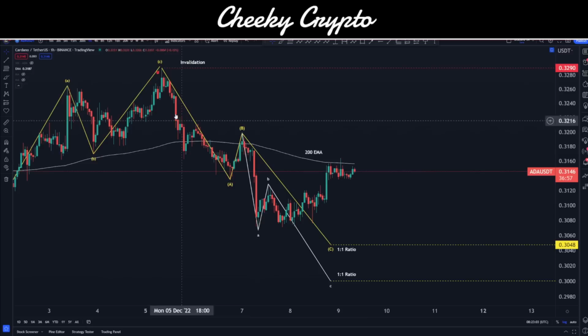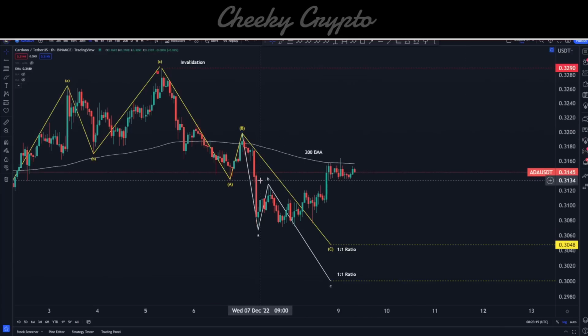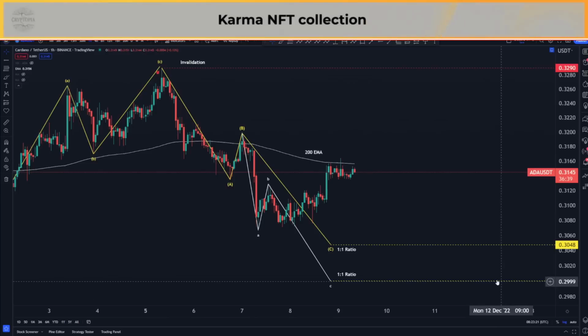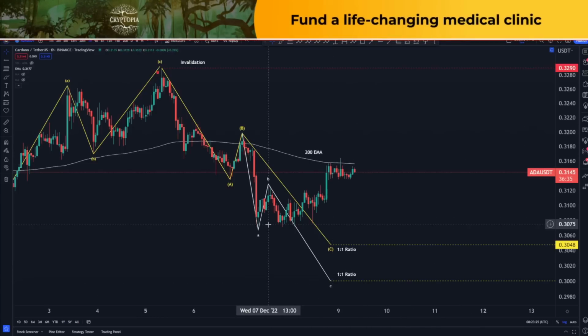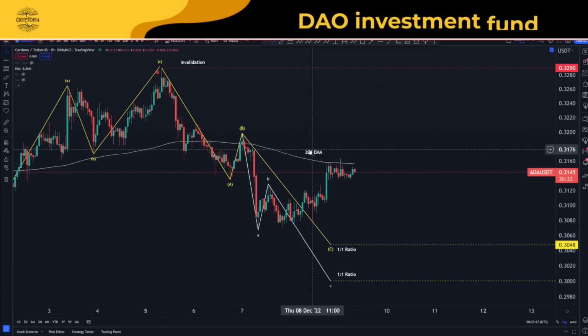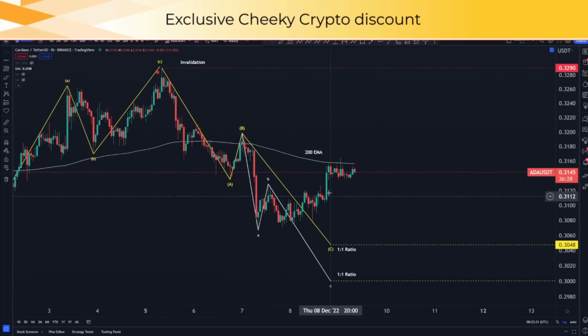Now when we take a look at this, we can see that yellow ABC structure taking us down towards this 1-to-1 ratio at 30.48. That one's still valid because we have not come higher than this area here at 31.99 cents. So because we're lower than there, that's still a valid count. The white count however has changed. We had this scoped out at 30 cents on the low side, and actually this has now moved up progressively to this area around the 200 EMA, and is going to change where we think things are likely to go next.